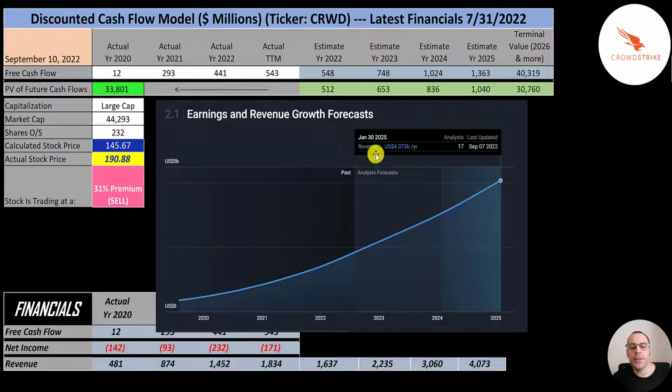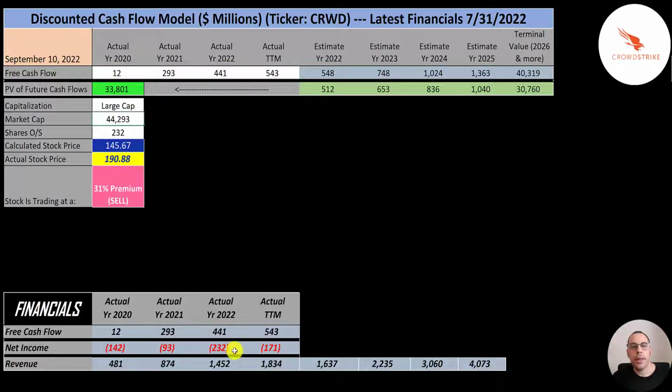Their revenue forecast for 2025 is 4.1 billion. For 2024, it's 3.1 billion. For 2023, it's 2.2 billion. And for 2022, it's 1.6 billion, which is lower than the trailing 12 months, so it seems like a pretty conservative estimate. They convert 33% of their revenue into free cash flow. I used 2021, 2022 and the trailing 12 months. I excluded 2020 because it looks like that's the first time they started generating free cash flow, so it seemed like an outlier. So I multiplied their future revenue estimates by 33%. That's how I got their future free cash flows.